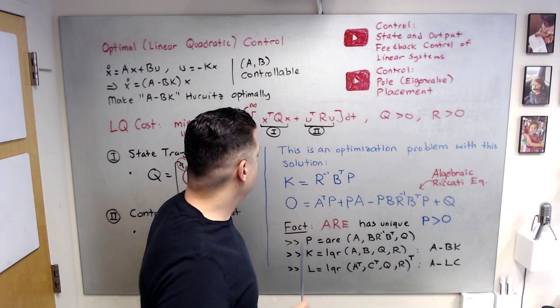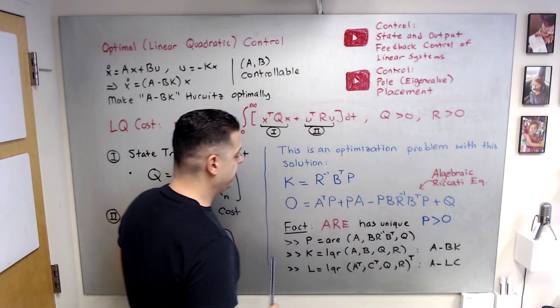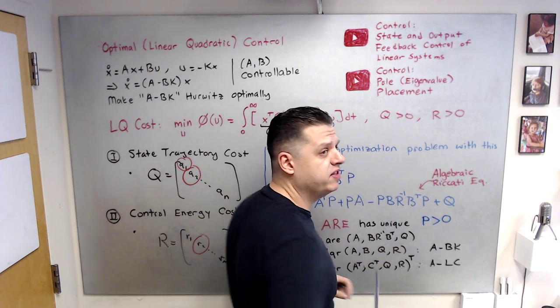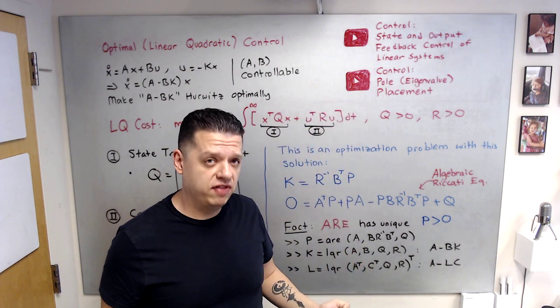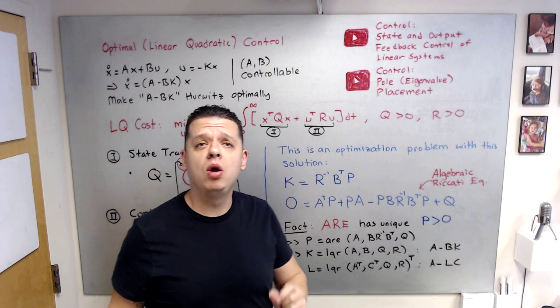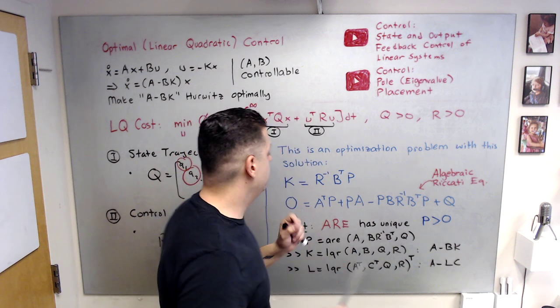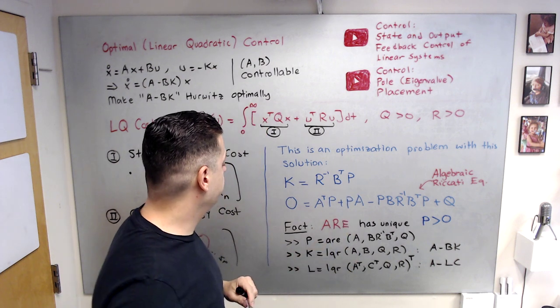Same in here. If (A, B) is controllable and Q and R are positive definite, then this algebraic Riccati equation has a unique positive definite solution. It can have non-positive definite solutions as well, but you will only find one positive definite solution that you are going to use to construct this gain matrix K.